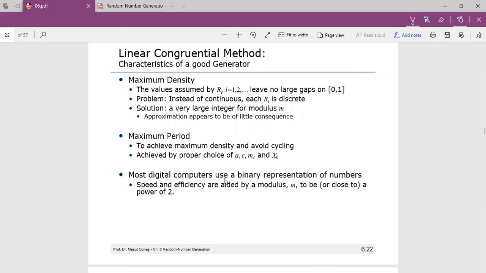Most digital computers always use the binary representation of numbers. So if you want to go with speed and efficiency, then speed and efficiency are always aided by the modulus m being a power of 2. The value of m should always be a power of 2. Then we can achieve speed and efficiency and consider it a good generator.